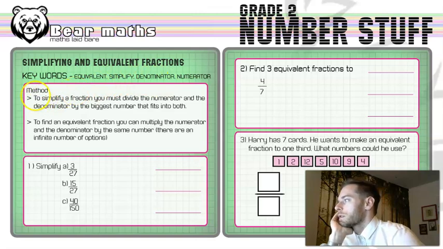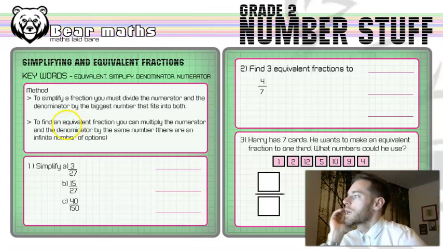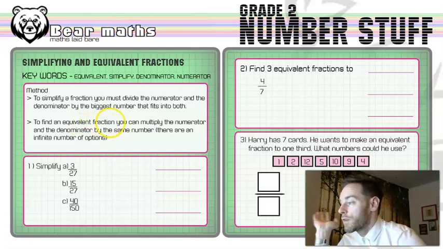Okay, so the method that I have provided you with here, I've got two different things. To simplify a fraction, you must divide the numerator and denominator by the biggest number that fits into both those numbers. So that's what we're going to do in question number 1, and then in the rest of it we've got to find equivalent fractions. A very similar thing, but with equivalent fractions you can multiply the numerator and denominator by the same number, and there's an infinite number of options.